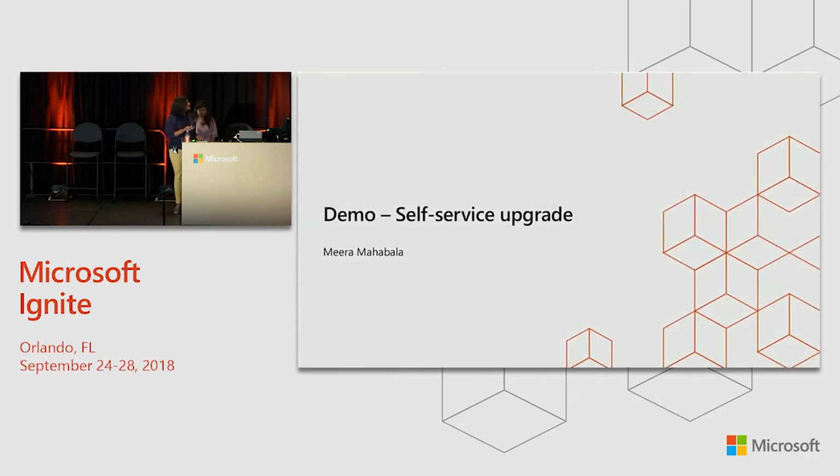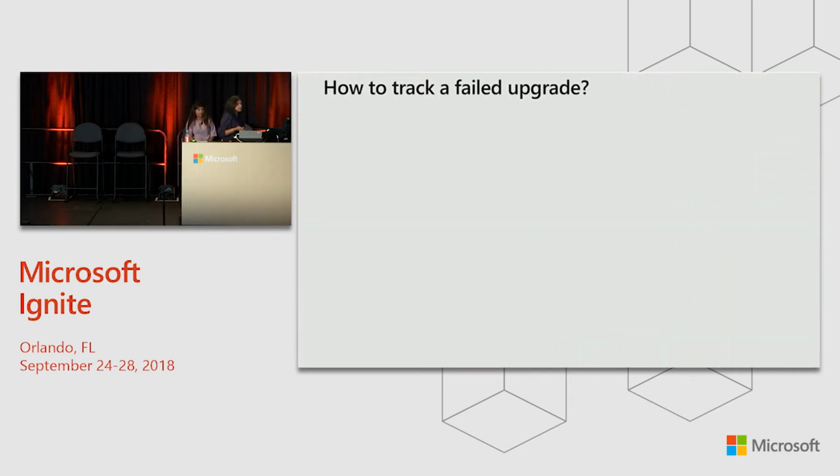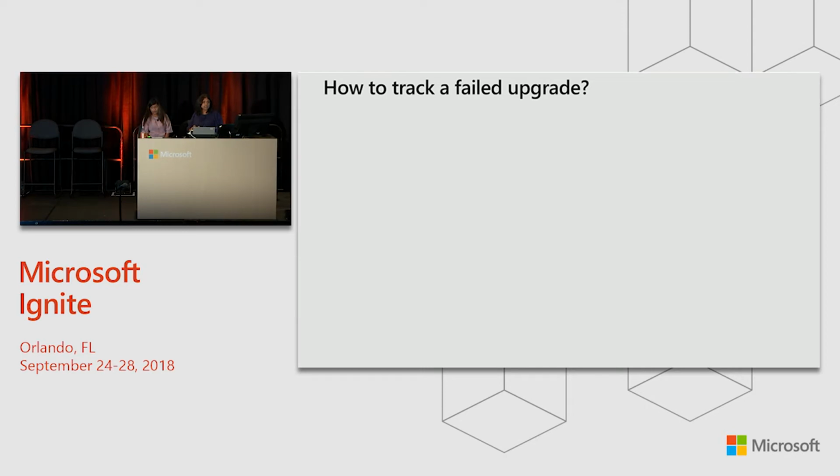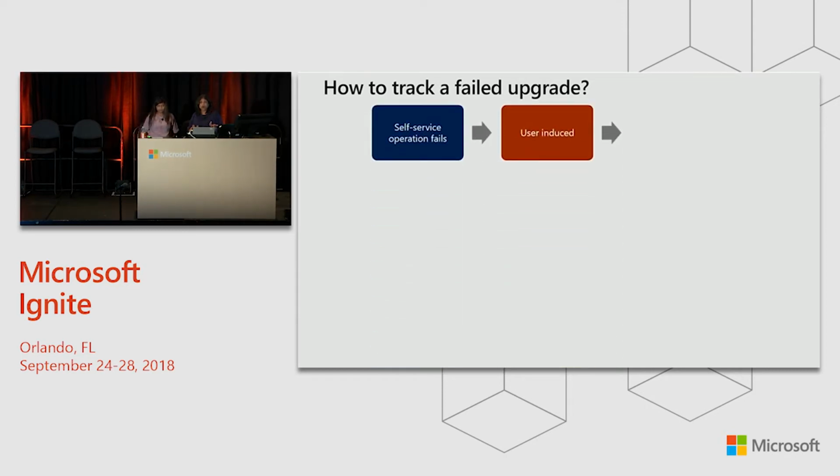So a little bit about the failure and how failures are especially tracked in the self-service flow. Essentially, when the self-service operation fails, and this actually applies to all self-service operations, we will start with upgrade, but it does apply to all others. If the operation fails, the first thing that we check is, is it a user-induced error? So if it's some error that was caused by what you gave as an input parameter.